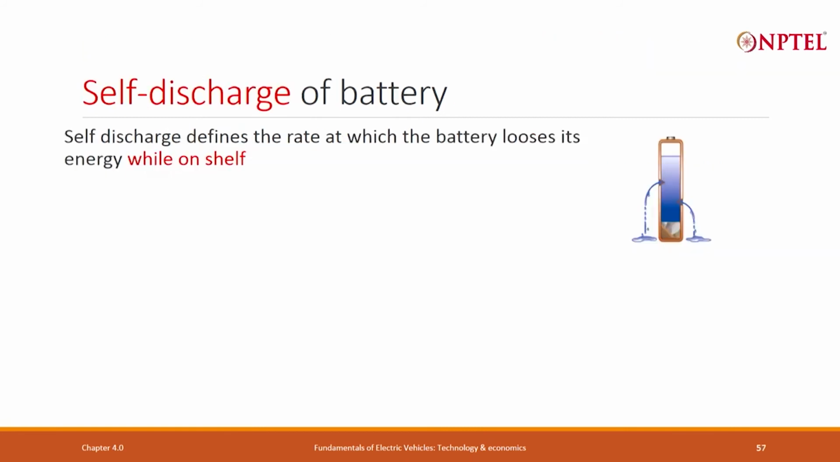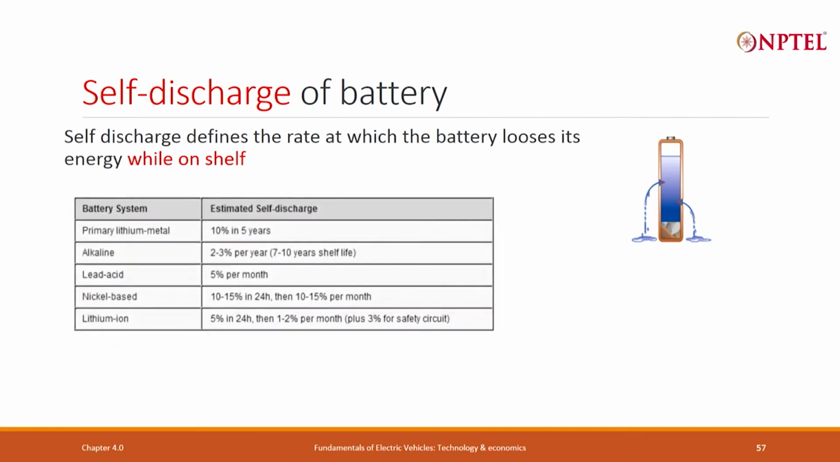There is a self discharge of battery. When the battery is on shelf, it is slowly leaking. How much does it leak? If I look at lithium ion battery, will it leak 5% in 24 hours? That is the first time when you use it, it does that, but after that 1 to 2% per month, that is typical.